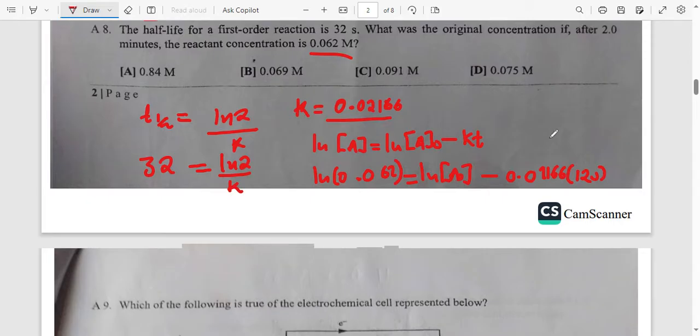So I'll start with this side, 0.02166, we'll multiply that by 120. The answer that we get is a negative number. I'm going to take it the other side so that I add it to the natural log of 0.062. So we remain with natural log of the initial concentration is equal to, if you multiply 0.02166 times 120, you're going to get, what number is that? Oh, I've even multiplied wrongly. This is where it's becoming wrong. Let me multiply that again.